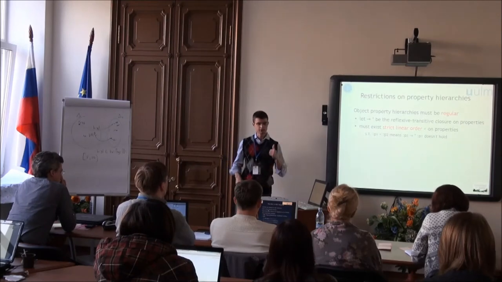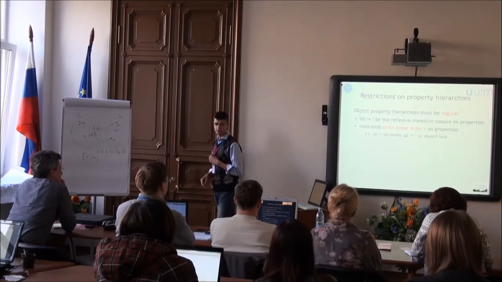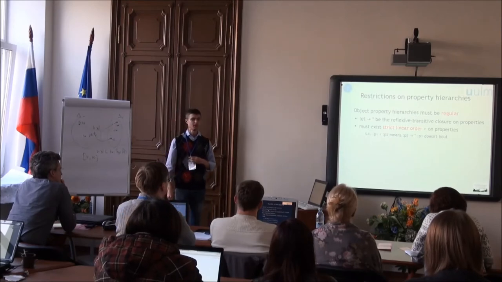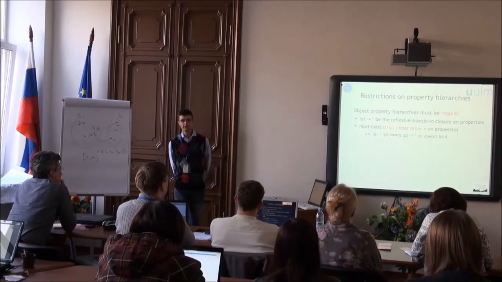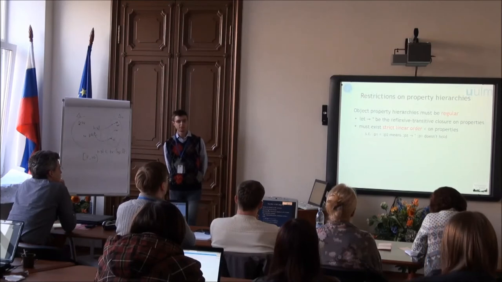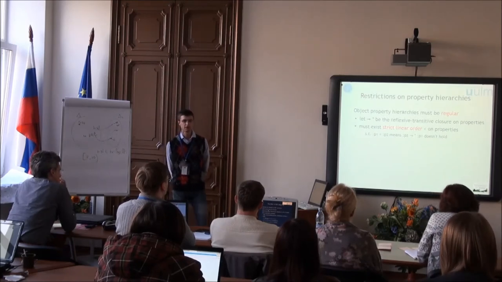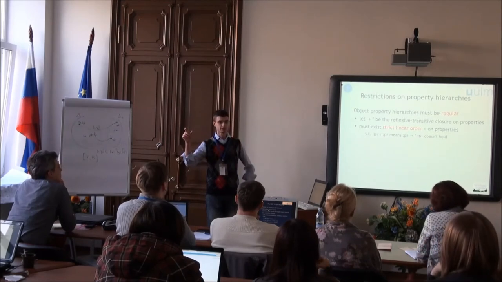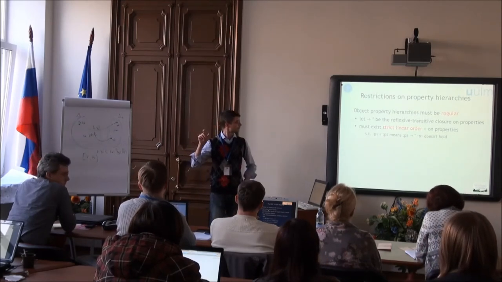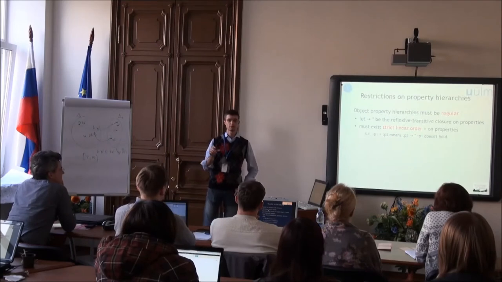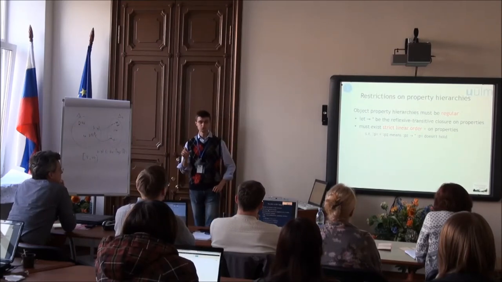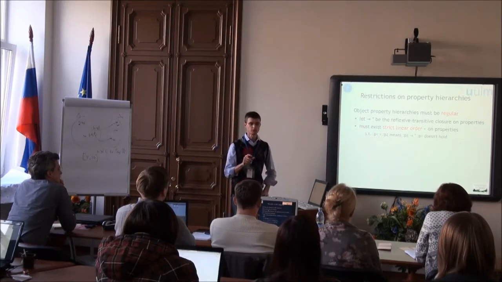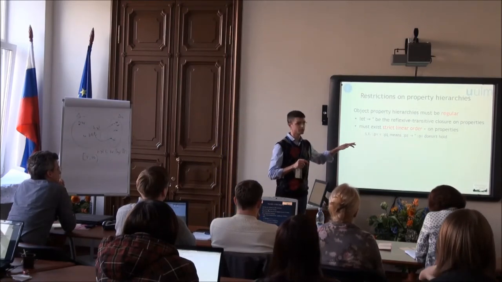So the final bit of restrictions, and the most complicated one, is on property hierarchies. It's also unfortunately the case that property hierarchies, which you build by asserting some properties as sub-properties of others, cannot be arbitrary. There are certain restrictions on that. To define the condition, I will need to use the notion of reflexive transitive closure on properties.